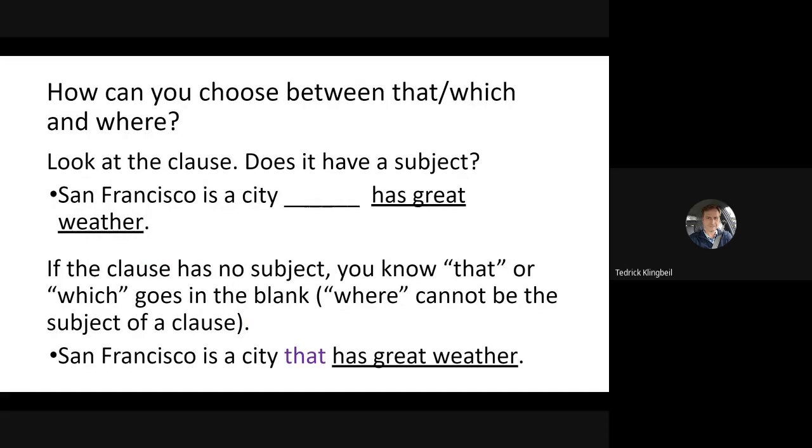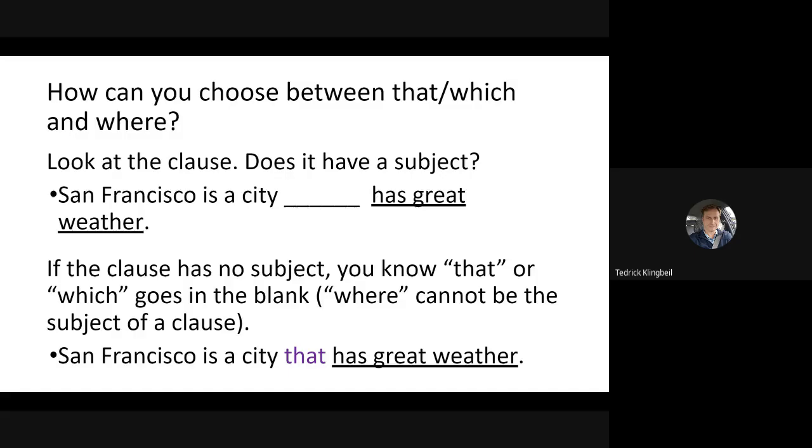How can you choose between that, which, and where? Okay, so look at the clause. Does it have a subject? San Francisco is a city, blank, has great weather. Does the underlined part, the clause, have a subject? Actually, no, it doesn't. Has great weather, okay?